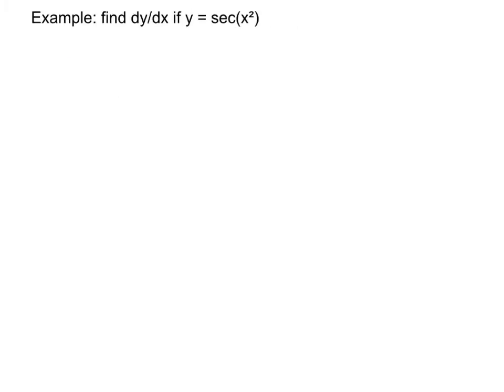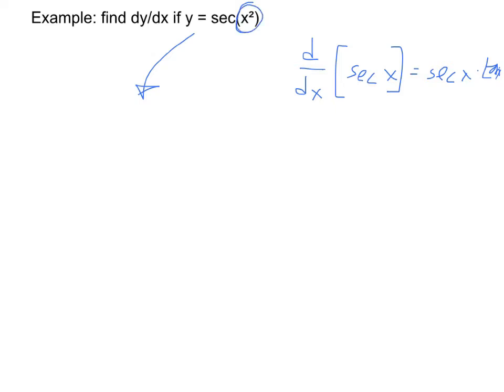Find dy dx if y equals the secant of x squared. I used this example as a way of reminding you of how to use the handout of derivatives and integrals that I gave you guys at some point last year. On that paper, it tells you that the derivative of secant x is equal to secant x times tangent x. So in this one, if I want to take the derivative of the secant of x squared, notice that there's something plugged into that secant.